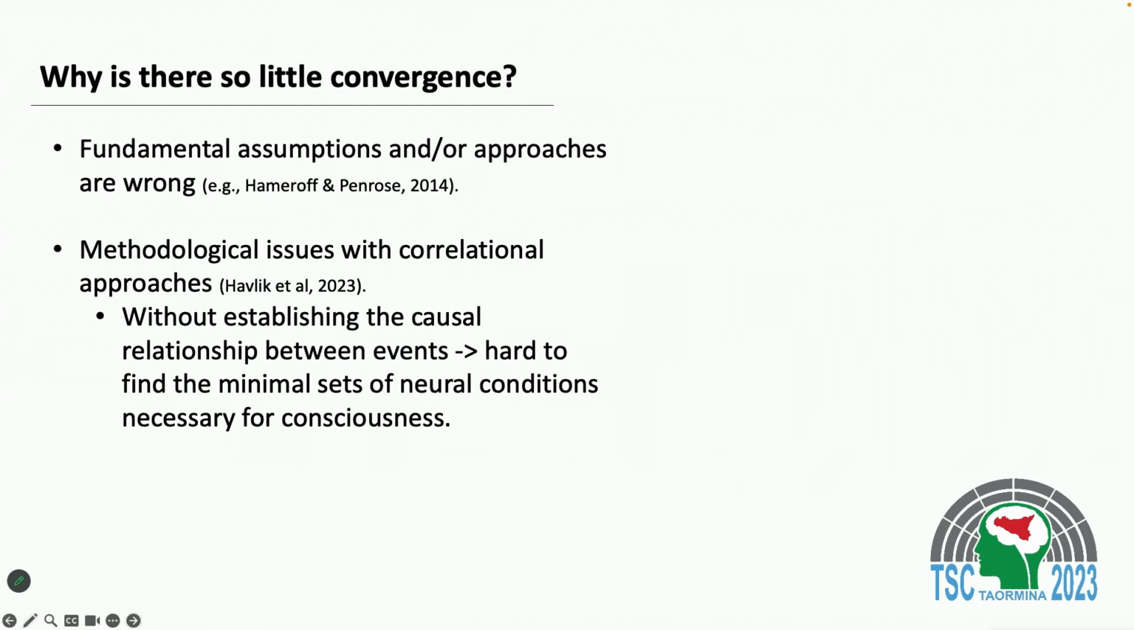And so when you're looking at something like fMRI or EEG, they're essentially correlational methods, and that's why they're called neural correlates of consciousness. But fundamental to the assumption is that the brain is causing consciousness. And therefore, these approaches that we have so far have fundamental limitations, I think, that we all understand. Without establishing the causal relationship between the events that we're interested in, let's say conscious perception and the neural correlates of consciousness in the brain, it's really hard to find the minimal set of neural conditions necessary for consciousness, the condition of the neural correlates of consciousness.